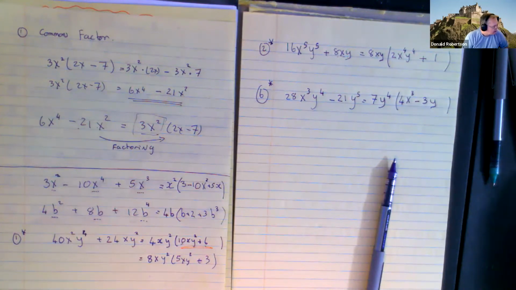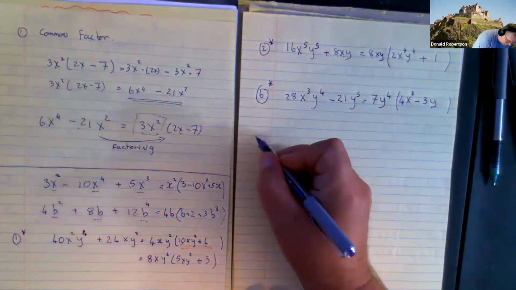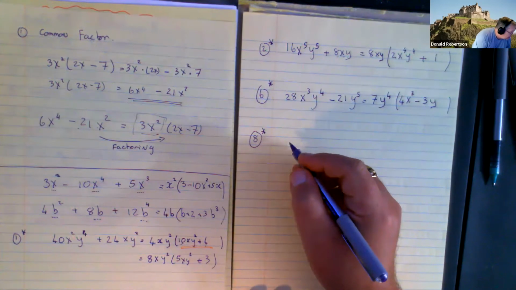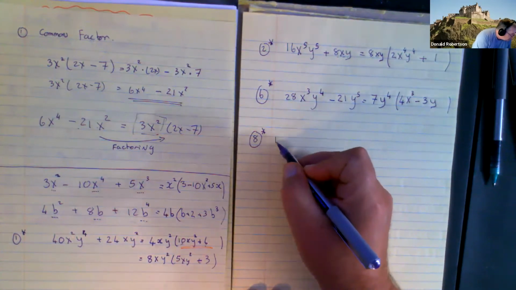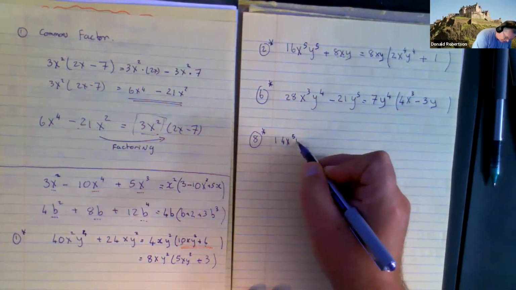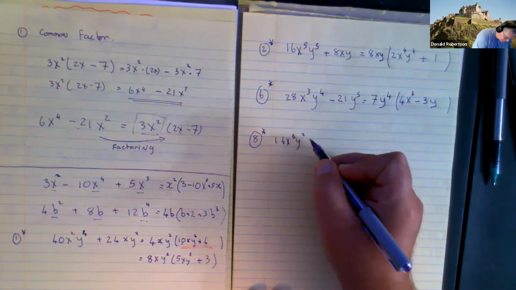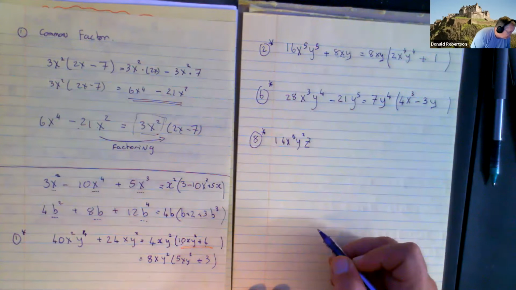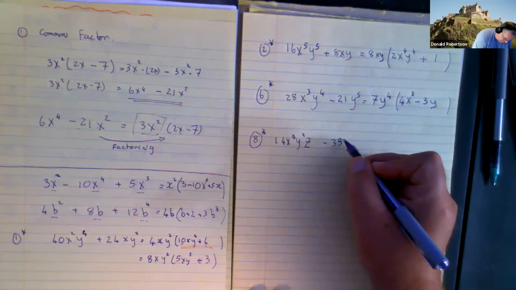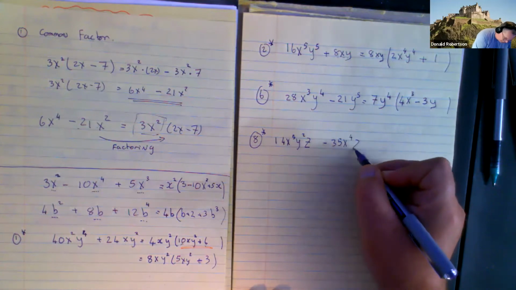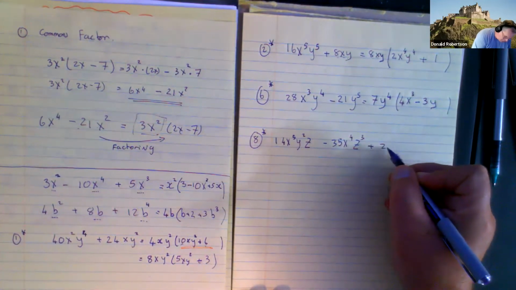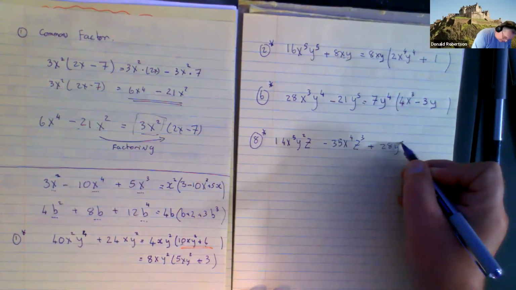So the last one of this type I'm going to do is question 8. And it's basically got as much as you could possibly think. For starters, it's got 3 variables and a number. That's one of the issues. Secondly, there are 3 separate terms rather than your typical 2. And so we're now looking at that.